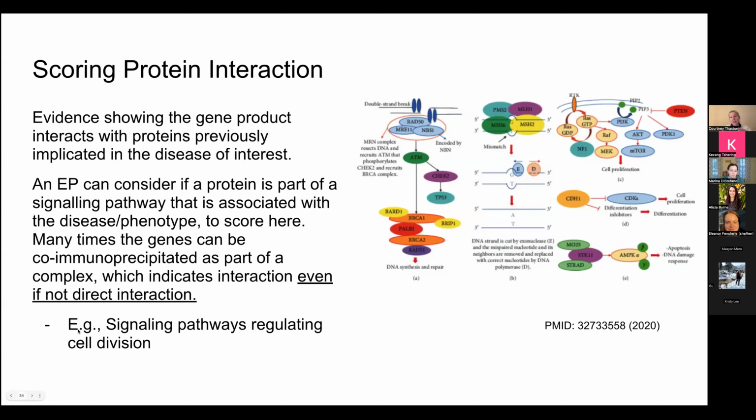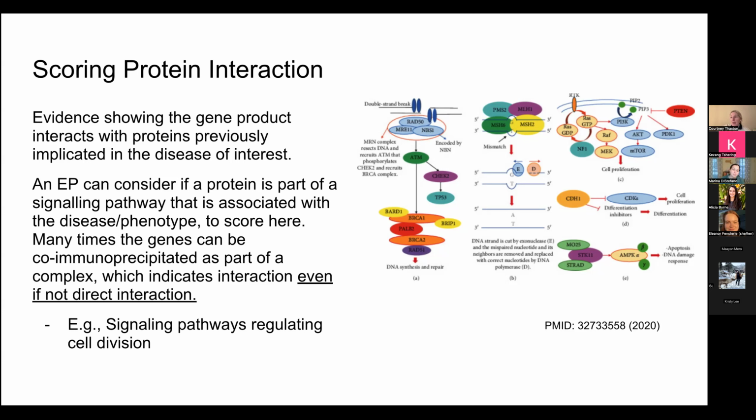Now, getting back to the question, we've got a whole cellular pathway. So again, evidence showing a gene product interacts with proteins that have previously been implicated in the disease of interest, the EP can consider if the protein is part of a whole entire signaling pathway that's associated with that disease and score it within protein interaction. Again, many times genes can be co-immunoprecipitated as part of a complex, which indicates an interaction, even if it's not a direct interaction, right? We do write that in the SOP.